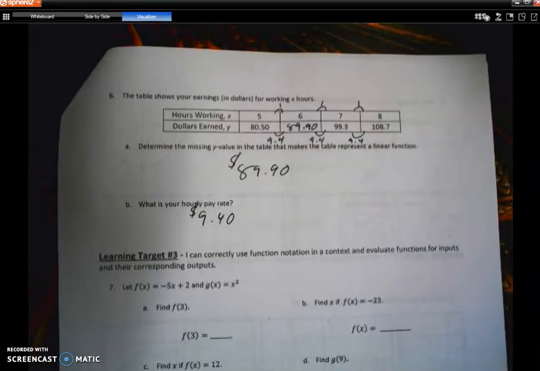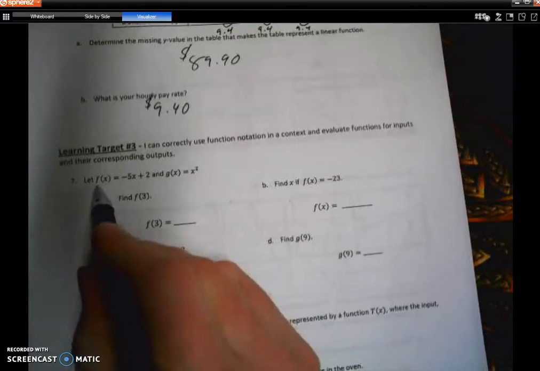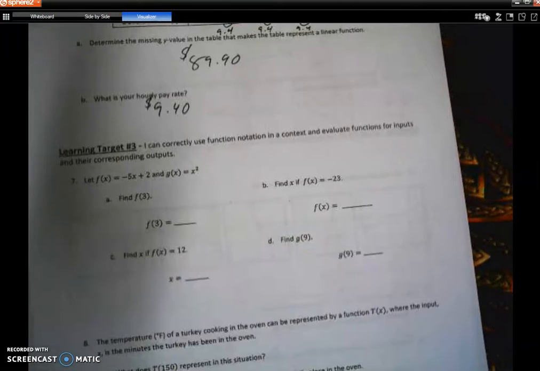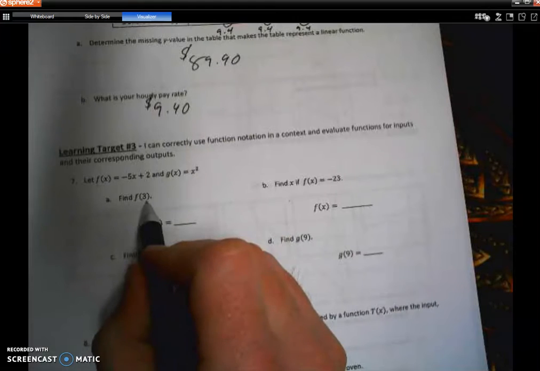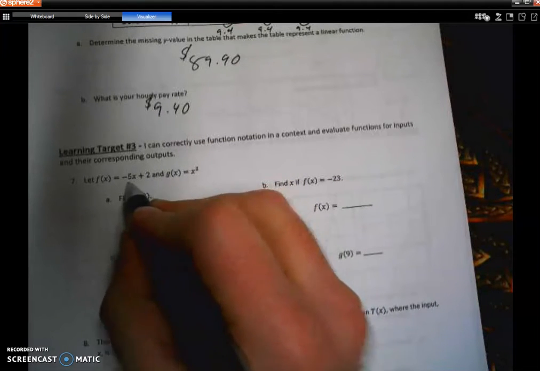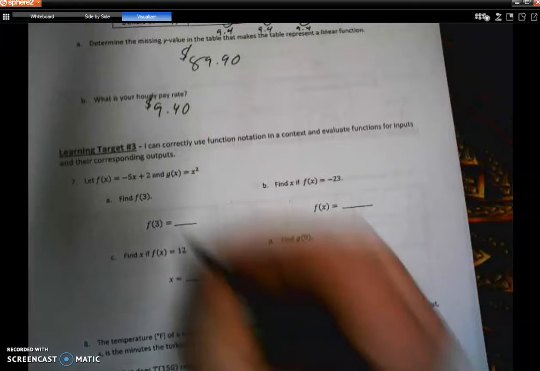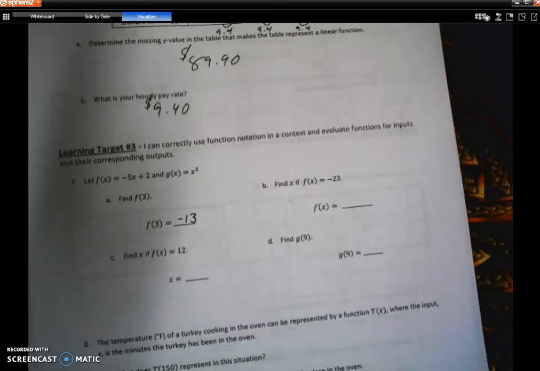Ooh, function notation, right? So here's the function f, here's the function g. Find f of 3. That means use the f function and plug in a 3. Negative 5 times 3 is negative 15. What's negative 15 plus 2? Negative 13.